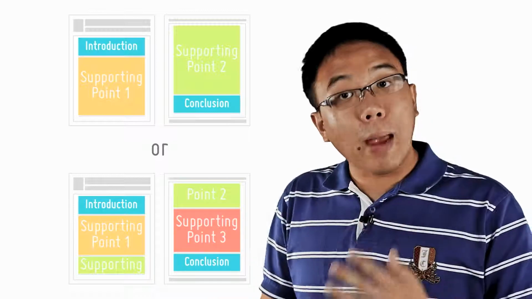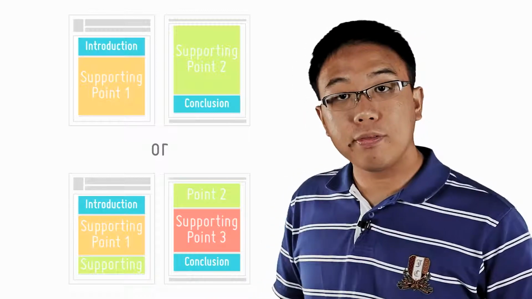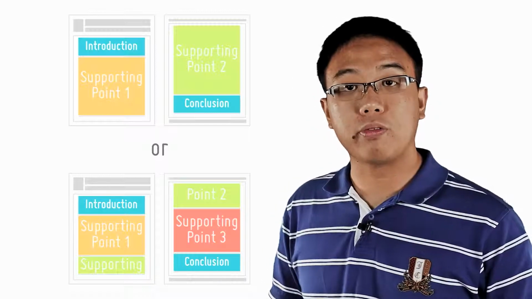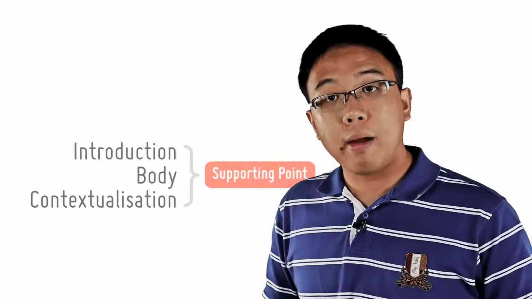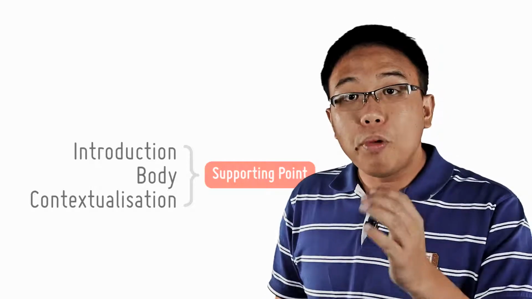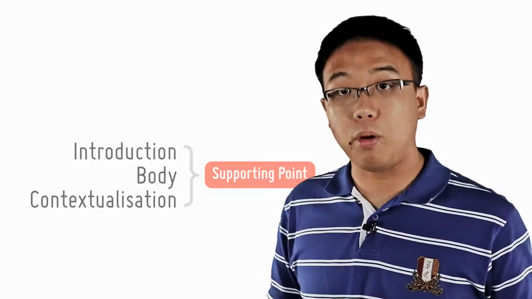Put each point in a paragraph of its own and just keep writing until you're left with about 5 lines on the last page for your conclusion. Use that as a simple rule of thumb. Each supporting paragraph is like a self-contained mini essay of its own too, with its introduction, body, and contextualization. When you're writing the essay, it's enough to just write 1 sentence of each element for a supporting point.